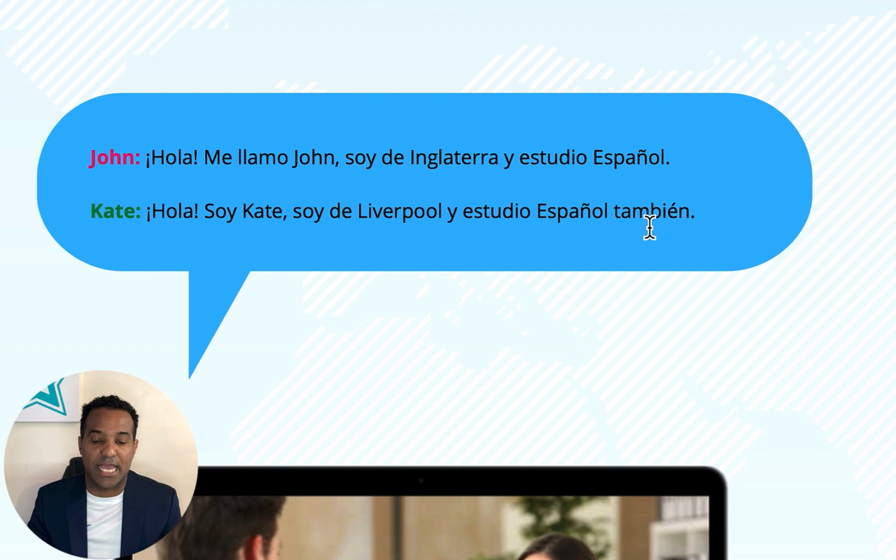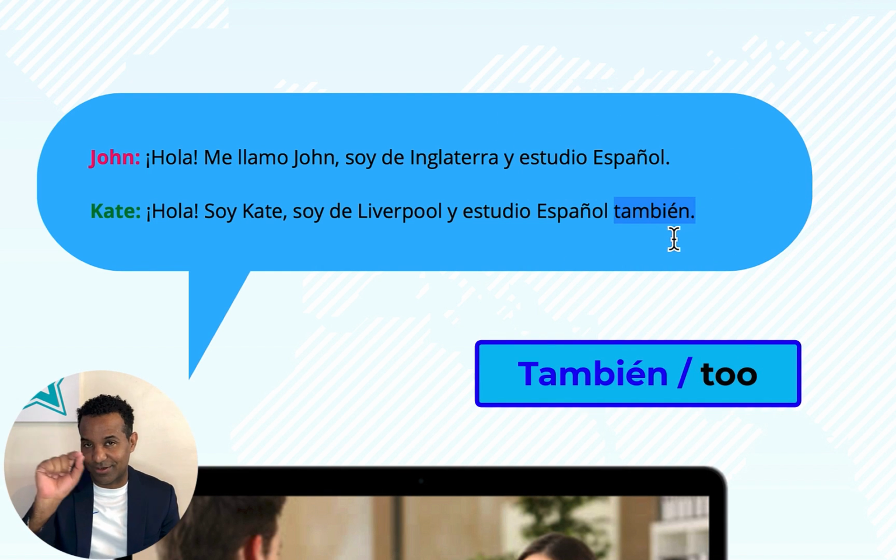So, y means and, guys. Y. Estudio, so I study. Español, Spanish. También, how about this word? También means too. Okay? Take notes, guys.